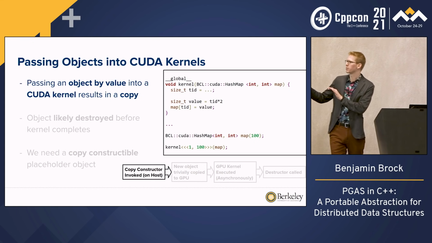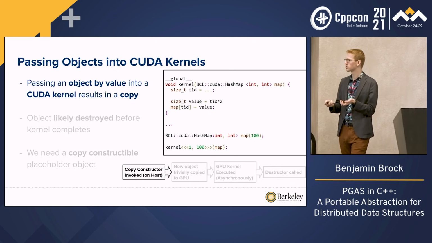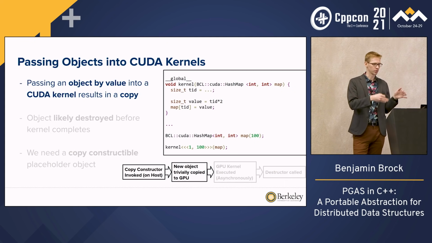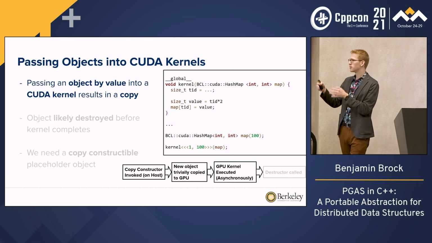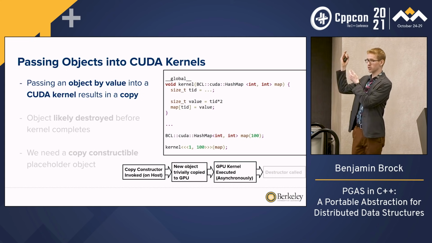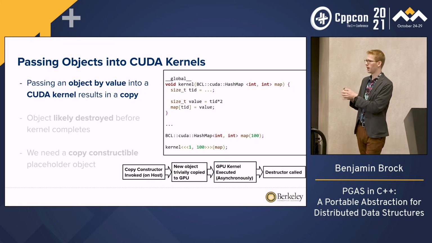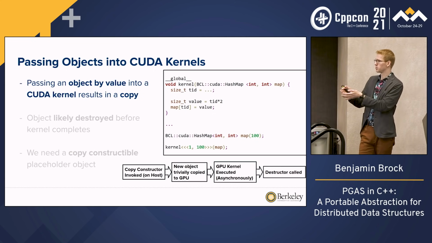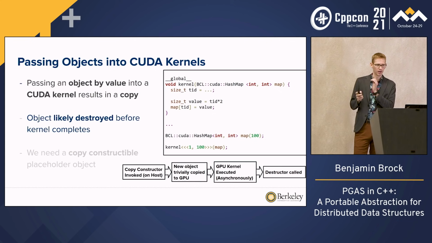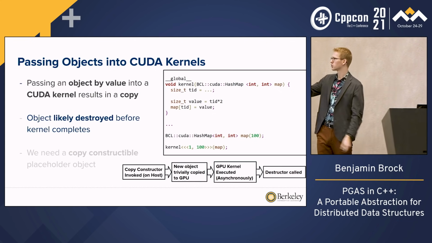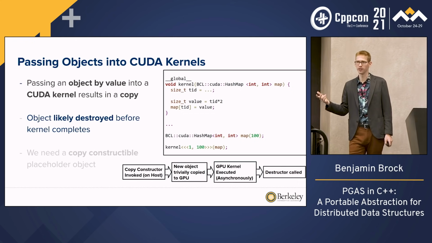The order of things that happens when this object is passed into the kernel is, first, the copy constructor is invoked on the host. This new object is going to be trivially copied to the GPU, or memcopied to the GPU. Then the GPU kernel is going to be executed asynchronously, so it may complete at some point in the future. And then finally, the destructor is going to be called. But the destructor could actually be called before the GPU kernel is executed, and the destructor is called on the CPU. These are not really the semantics we want. When we pass a data structure into a CUDA kernel, we actually want to have access to the data structure, not a copy of the data structure.